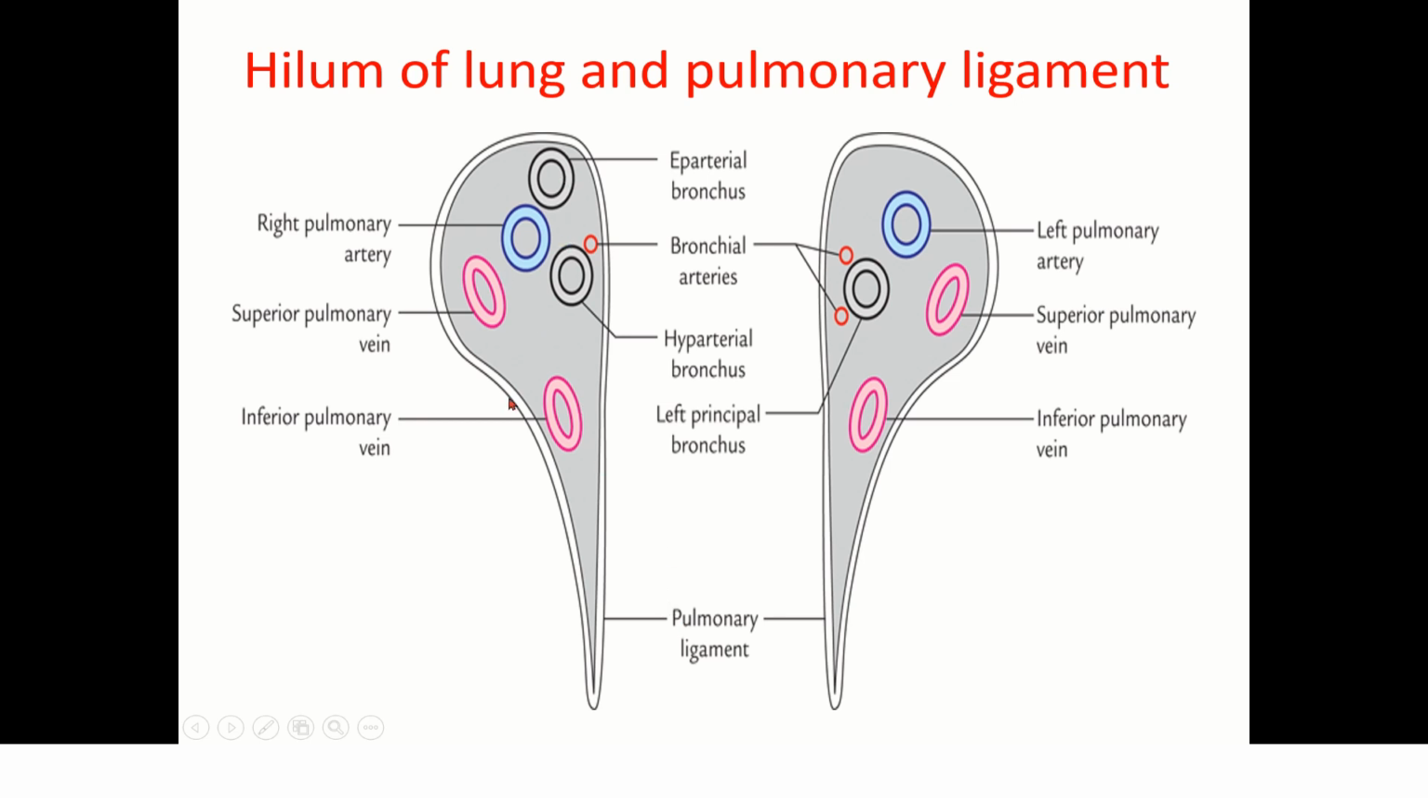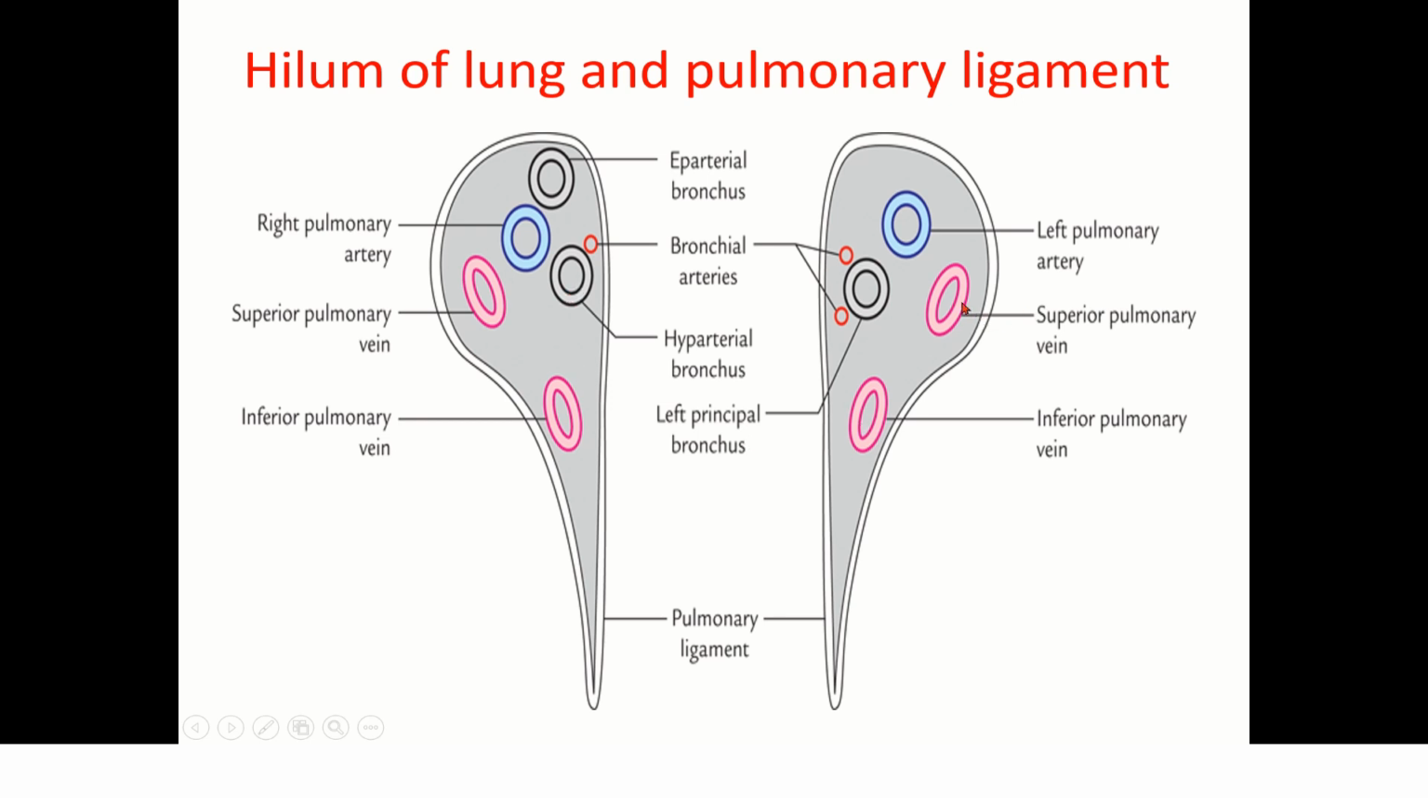You can see in the right lung, from above downwards it starts with the eparterial bronchus, pulmonary artery, hyparterial bronchus or principal bronchus, and the lower pulmonary vein. If you see on the left side, it will be the pulmonary artery, principal bronchus and lower pulmonary vein. From before backwards, it is the same on both sides: it starts with the upper pulmonary vein, then pulmonary artery and the principal bronchus.